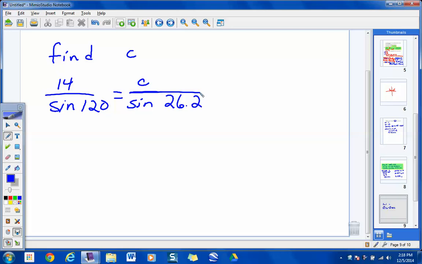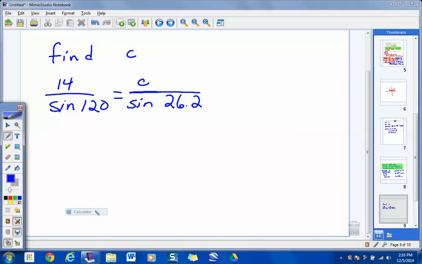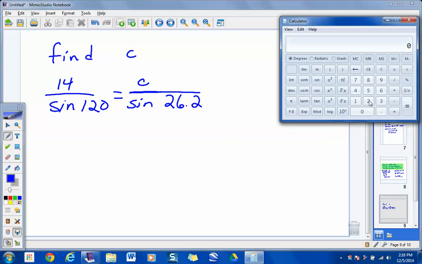So, you guys want to do some punching up on that one? I'll get my calculator out, see if I can get mine to work here. I'd like to know. Let's see, 120 sine, 26.2 sine times 14 divided by 120 sine, which is 0.8660, equals, oh, I got 7.13. You guys agree? Yep, I did it wrong. Got 7.13 there. Okay.